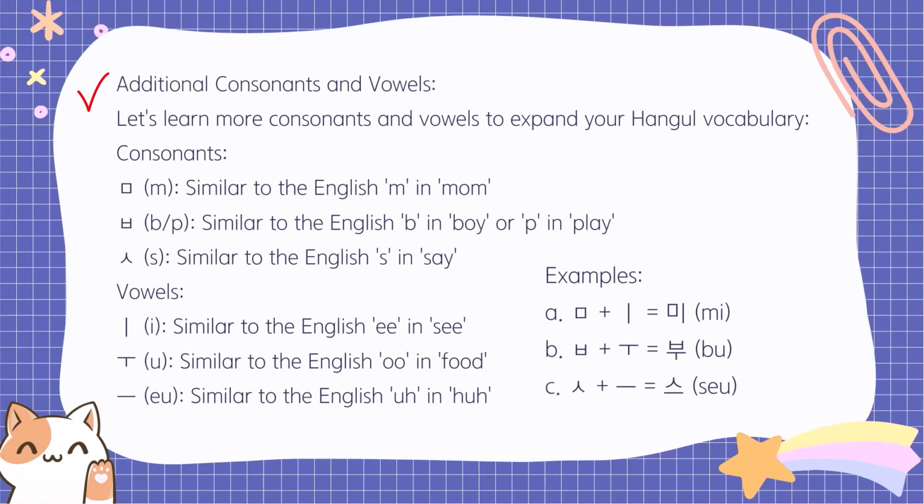Additional consonants and vowels. Let's learn more consonants and vowels to expand your 한글 vocabulary. Consonants. 미음, similar to the English m in mom. 비읍, similar to the English b in boy, or p in play. 시옷, similar to the English s in say. Vowels. 이, similar to the English e in see. 우, similar to the English u in food. 으, similar to the English a in ha. Examples. A, 미음 plus 이, 미. B, 비읍 plus 우, 부. C, 시옷 plus 으, 스.